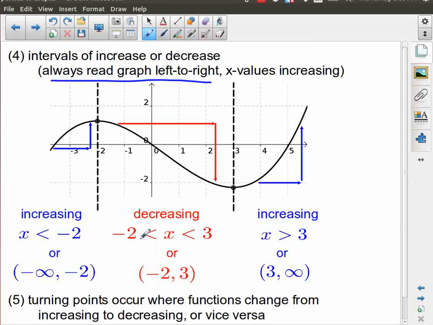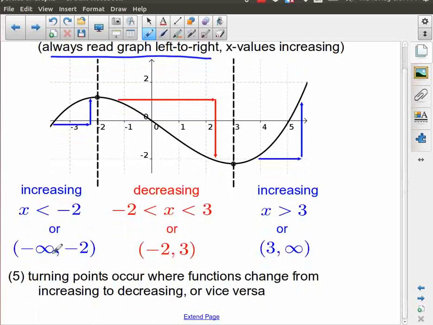And now I'm going to point out, notice that none of these include -2. Less than -2, this one is between -2 and 3, or greater than 3, but nothing includes -2 or 3. That's because at -2 and at 3, this function is neither increasing nor decreasing. So it increases, it levels out, then it decreases, then it levels out, then it increases again. At those points where it levels out, it's not increasing or decreasing. We don't talk about those in terms of increase or decrease. We talk about those in terms of turning points, and that's where they change from increasing to decreasing.